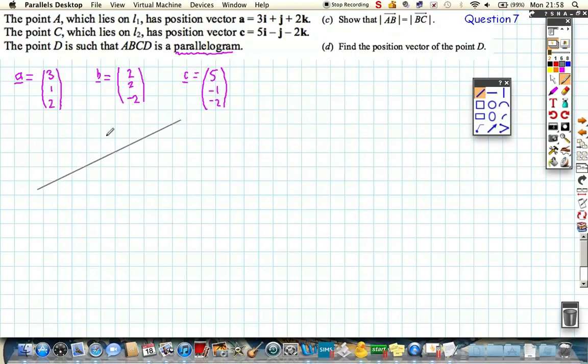Let's pretend this is line L1 and this is line L2, just a rough diagram in our heads. We know that point A lies on L1, so this is point A. We know the point B is the point of intersection, and we know the point C lies on L2. Now, it may not be this way round, it's just such like that.